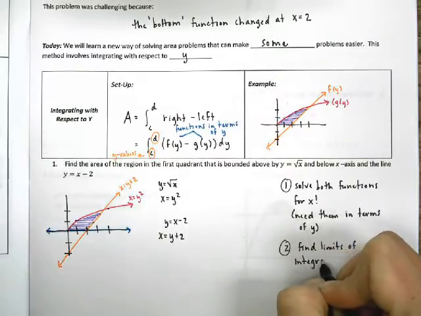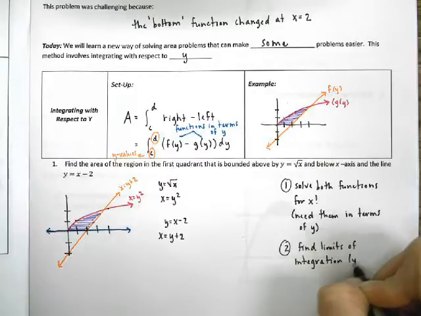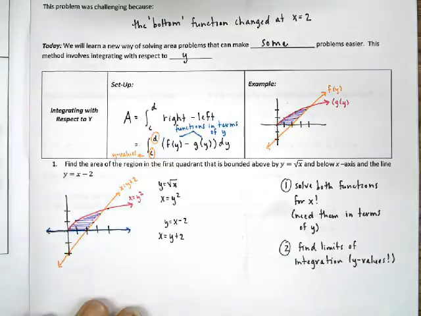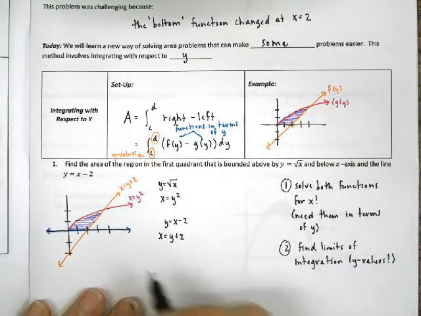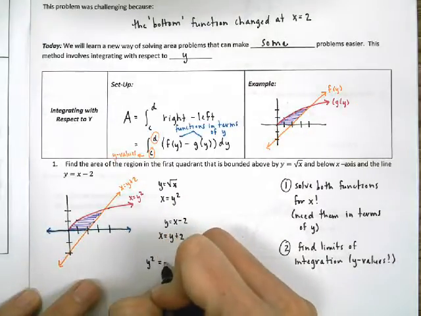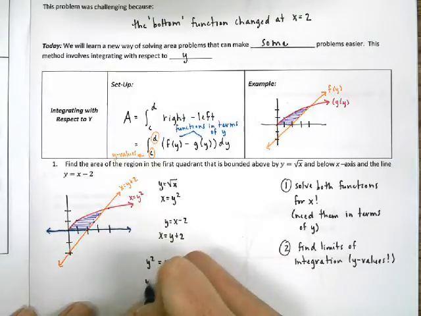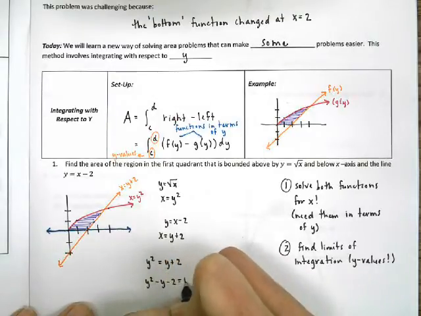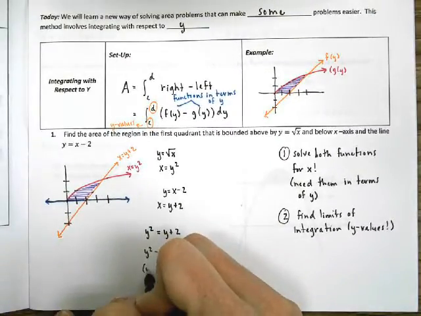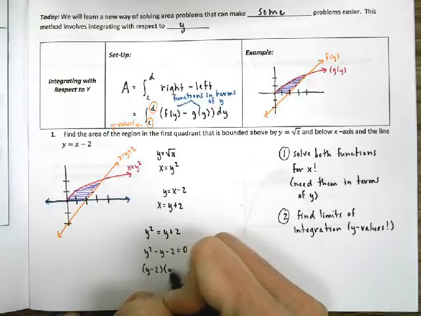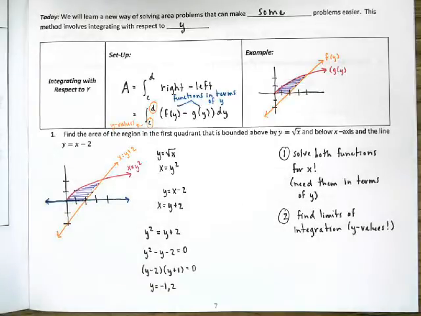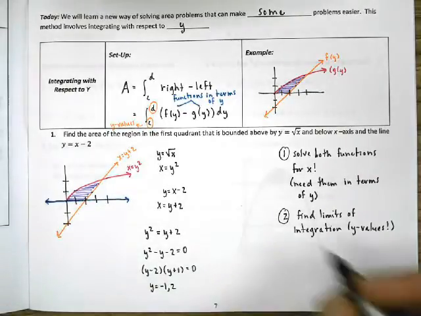And remember, when we're integrating with respect to y, those have to be y values. So I'm going to take my two equations now that I have in terms of y, and set them equal to each other, just like we would have if we were in terms of x. So I have y squared equals y plus 2, or y squared minus y minus 2 is equal to 0. I can solve that by factoring. I'm going to get y minus 2 times y plus 1 equals 0. So y equals negative 1 and 2. So there are my limits of integration.